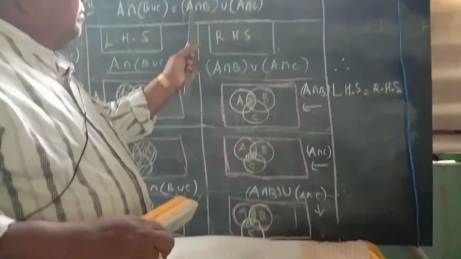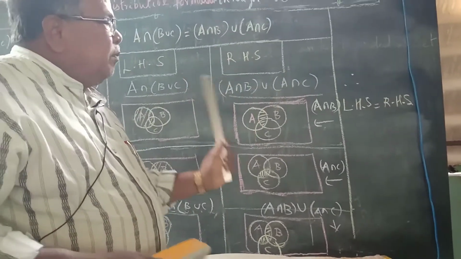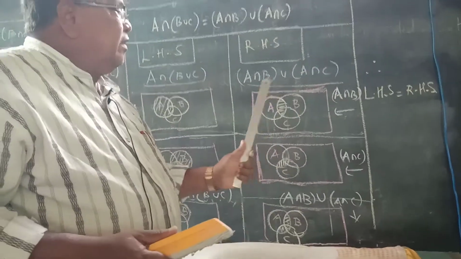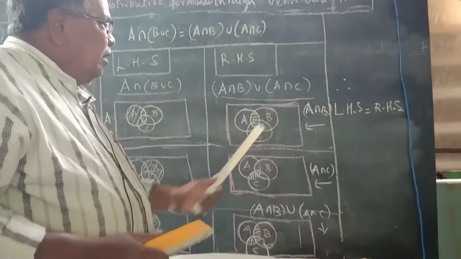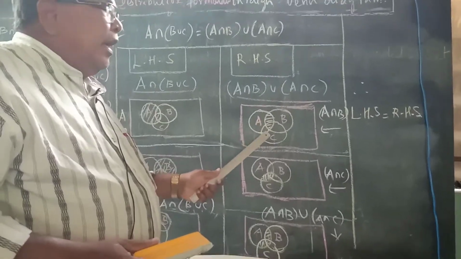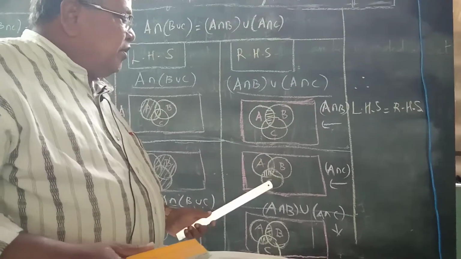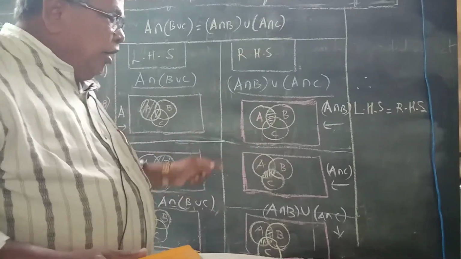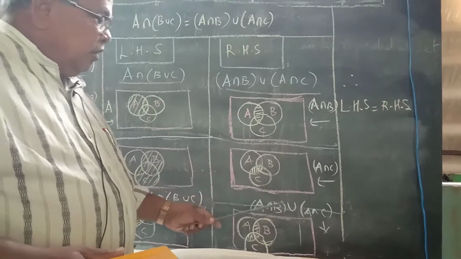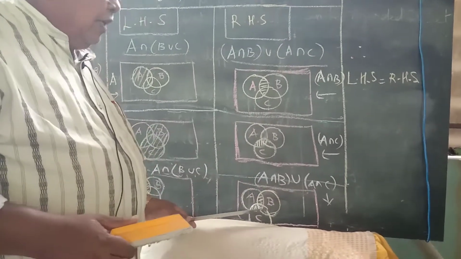A intersection B union A intersection C. Here, once again I am splitting these two sets. That is A intersection B. I am putting A intersection B here. I am shading in the diagram. Similarly, in the second picture, I am shading A intersection C. Then I am adjoining these two. When I union the A intersection B, union A intersection C, I will get this figure.